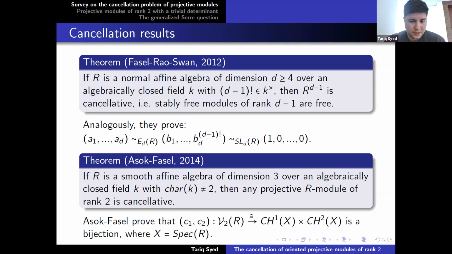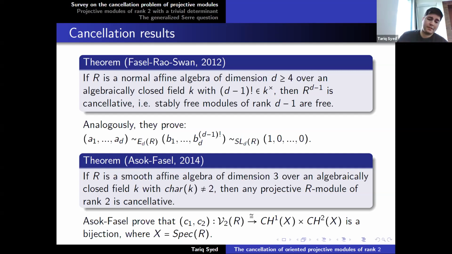And in 2014, the theorem by Fazel for three-folds was generalized, extended to every projective R module. So if R is a smooth affine threefold over an algebraically closed field K, whose characteristic is different from 2, then any projective R module of rank 2 is cancellative. Not just the free module as proven by Fazel, but actually every projective R module of rank 2 is cancellative.